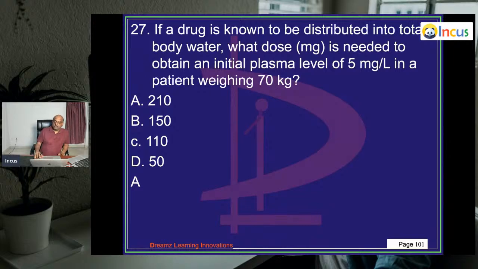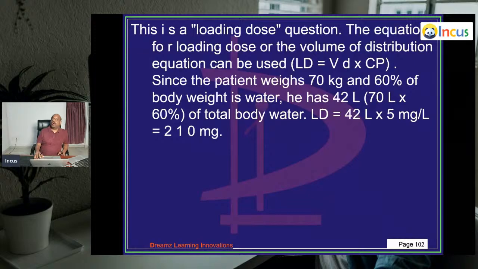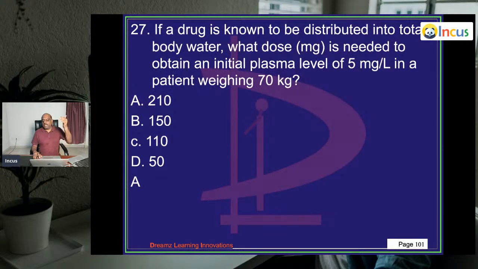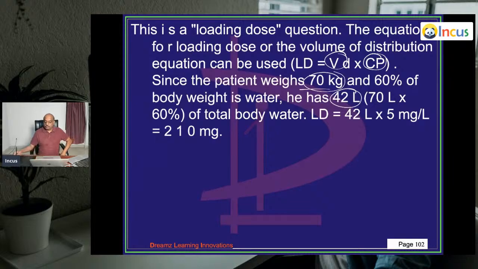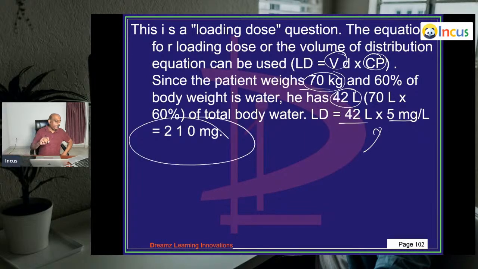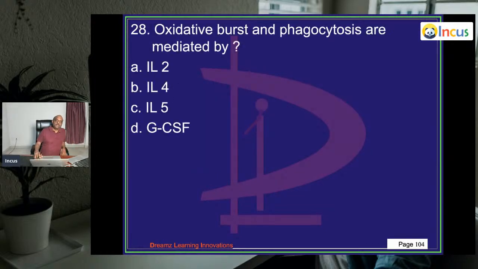So, typically here, what is the loading dose formula? Volume of distribution into desired plasma concentration. So this person weighs 70 kg, so 60% of 70 kg is 42 liters. And what is the desired concentration? 5 milligram per liter. So 42 liters into 5 milligram per liter, 210 milligrams is considered to be the loading dose.